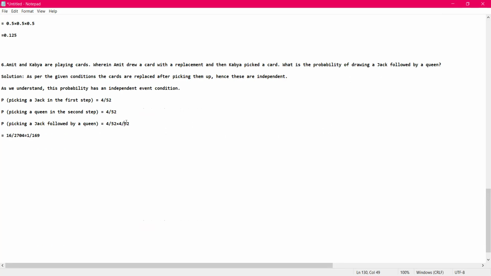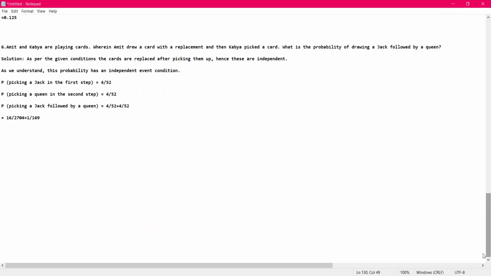So what is the question? What is the probability of drawing a jack followed by a queen, that is, the probability of picking a jack and a queen, P of A intersection B. Already we know the formula: whenever two events are independent, P of A intersection B is P of A into P of B. That is 4 by 52 into 4 by 52, which equals 1 by 169. So this is the solution for the given example.